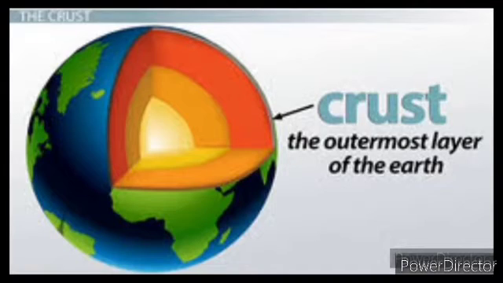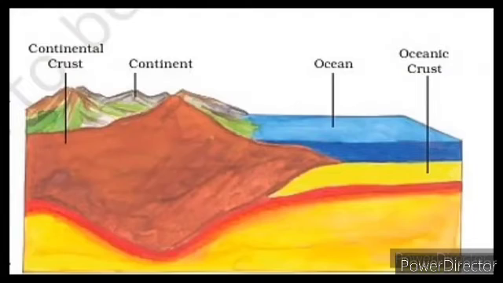Here the first layer is the crust. As we know, the crust is the outermost layer, visible on the earth's surface, which consists of mountains, plateaus, plains and different kinds of landforms. Now this crust can be of two types. We can classify the crust into two types: one which is continents or land masses, and the other which is oceans or oceanic floors.